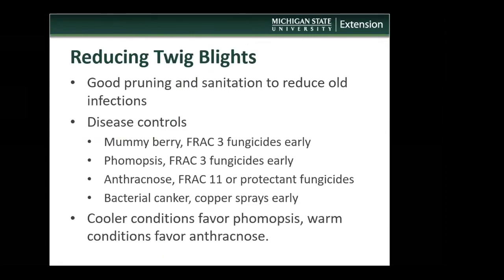All right, so to reduce twig blights, I think it's really important to follow good sanitation practices, do good pruning to reduce those old infections and reduce the spore load and the possibility of having an infection. For disease control, I'm thinking for mummyberry, I want to use FRAC3 fungicides early. For Phomopsis, I want to use FRAC3 fungicides early. For anthracnose, the FRAC11s, the strobilurins, work really good as protectants, and generally I wouldn't want to use those before bloom unless I had really warm, wet conditions. If bacterial canker is my main problem, then I would be using copper sprays early. I feel that cooler, wetter conditions favor Phomopsis and warmer conditions favor anthracnose, and both of them are out there.